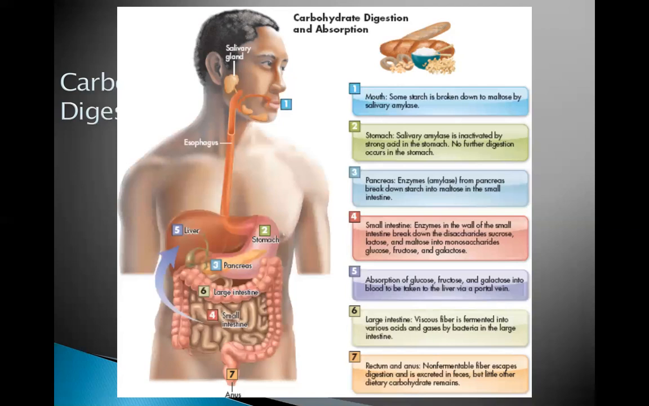Absorption of glucose, fructose, and galactose happens through the cells of the small intestine. This goes directly to the portal vein, which intersects with the liver to be processed. And then fiber is not digested or absorbed, but fiber is moving into the large intestine where bacteria can break some of that down.